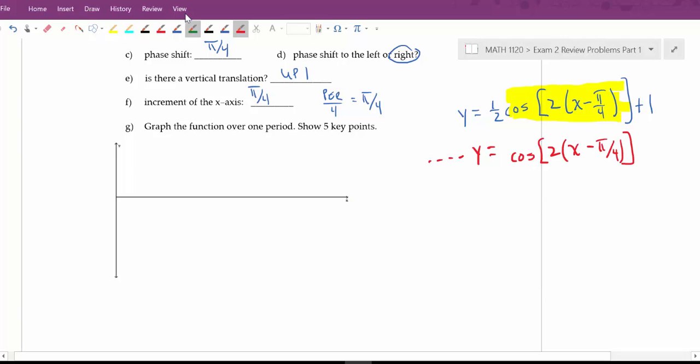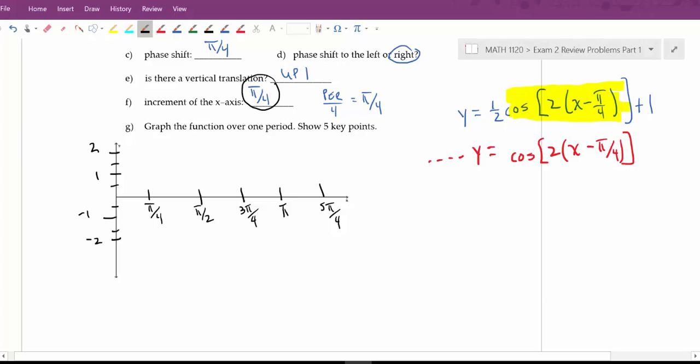So we need to go ahead and get our coordinate system built up here. We're going by an increment of pi over 4, as we figured out. So we're going to go 1 pi over 4, 2 pi over 4, 3 pi over 4, 4 pi over 4, and maybe out to 5 pi over 4. I just want to get 5 key points. We do have an amplitude of 1/2, so we probably need to take this up to 2 and down to -2, something like that, and then these will be 1, -1, and we can break those up into halves like that.